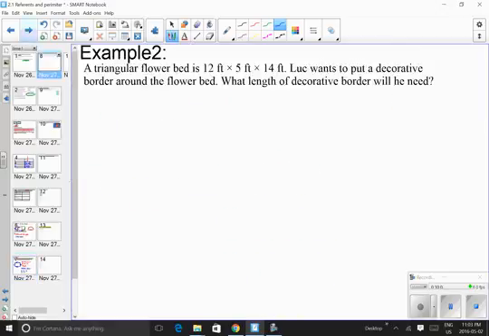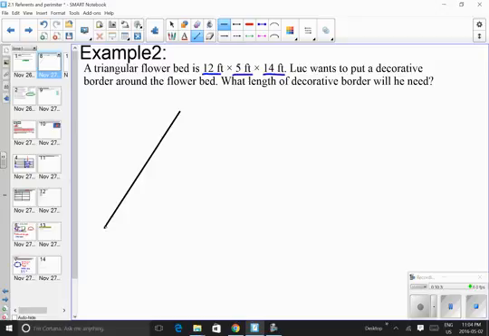Another example. A triangular flower bed is 12 feet by 12 feet by 5 feet by 14 feet. Luke wants to put a decorative border around the flower bed. What length should this decorative border be? So it is a triangle. I'll just draw it freehand because I'm super good at drawing. It's 12 feet by 5 feet by 14. We're just going to assume that that's a perfect triangle.